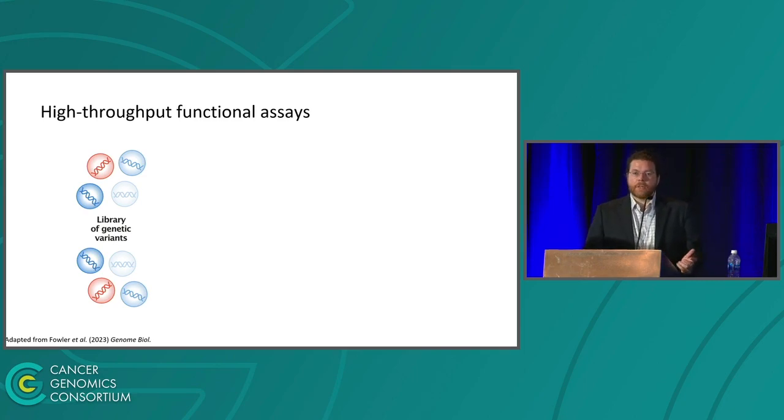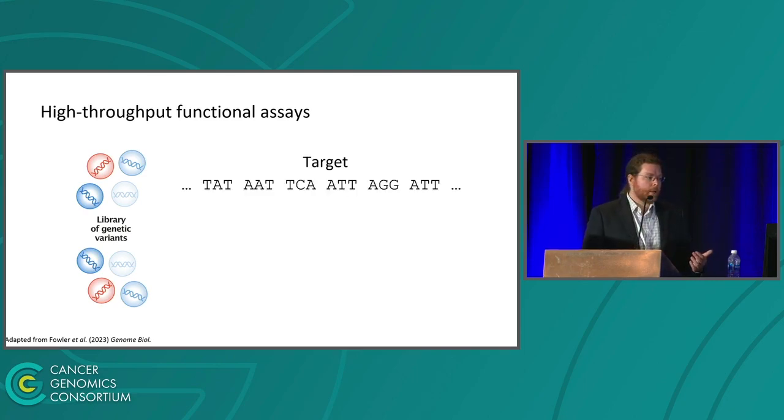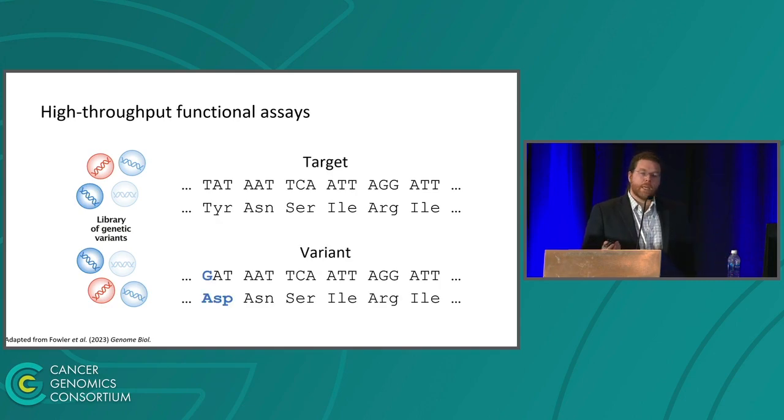And in the deep mutational scanning context, these are going to be variants of a protein coding gene. So we start from a target sequence. We've got our nucleotide sequence, we've got our codons. We can translate it to figure out what the amino acids are, and then we can introduce variants into this target sequence, and here we have a missense variant.